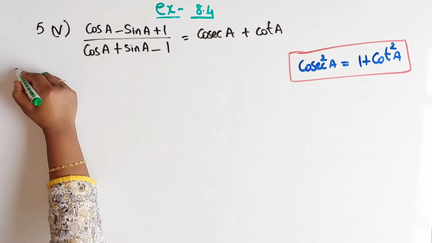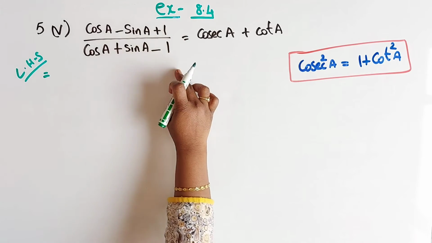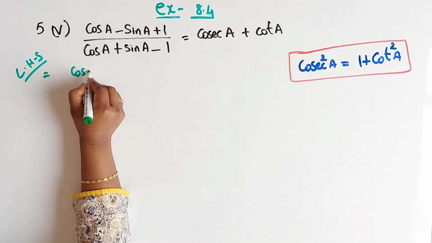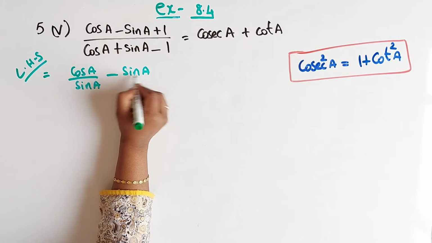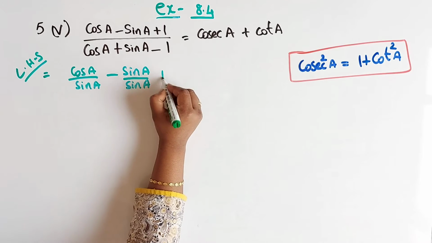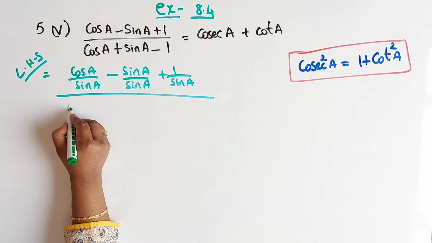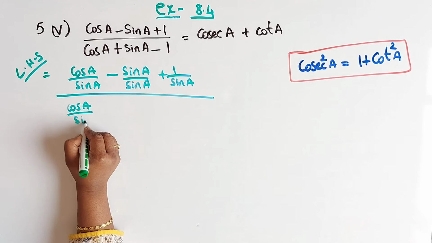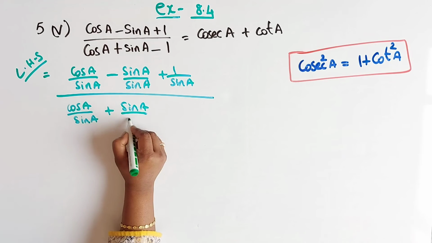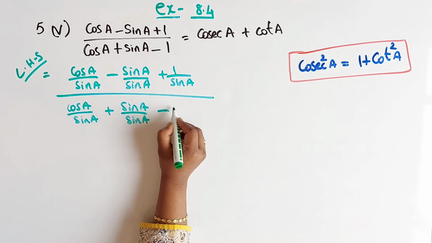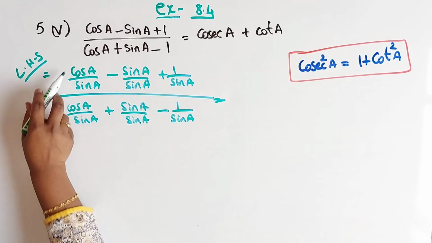So here I am doing division with sin A in numerator and denominator also. See here, cos A by sin A minus sin A by sin A plus 1 by sin A. Right? In denominator also, cos A by sin A plus sin A by sin A minus 1 by sin A. Clear, children? So that I can get here cot A now.